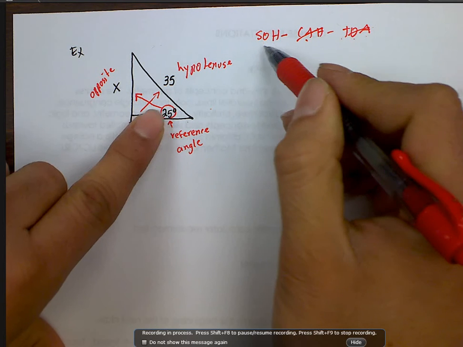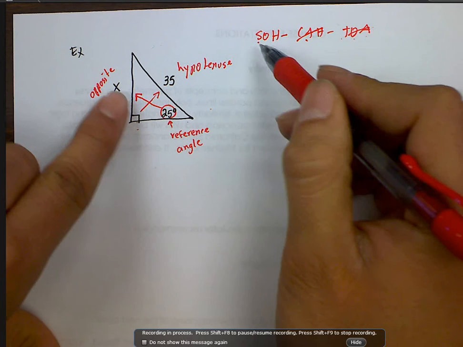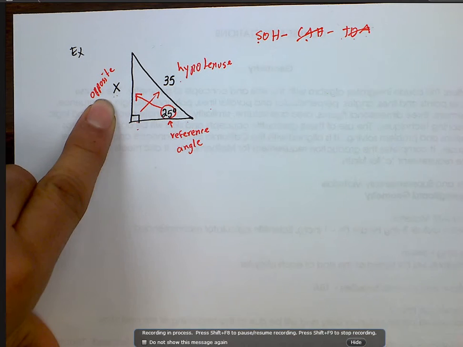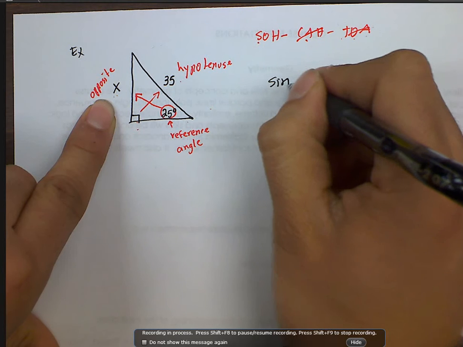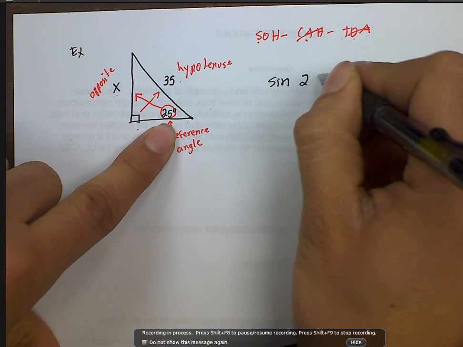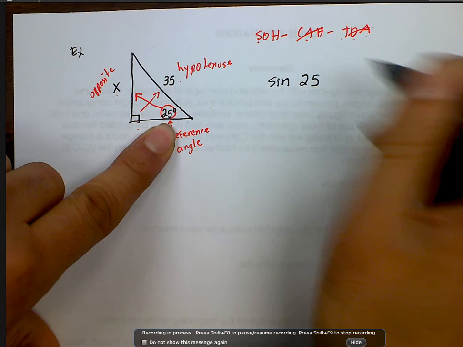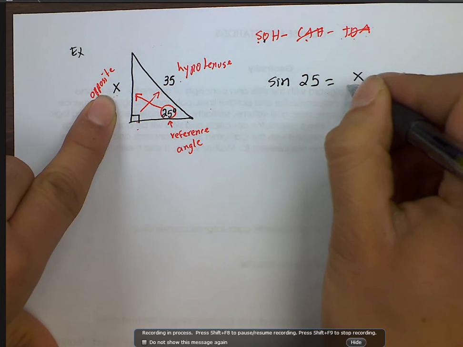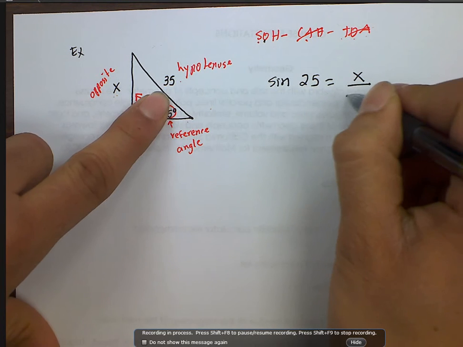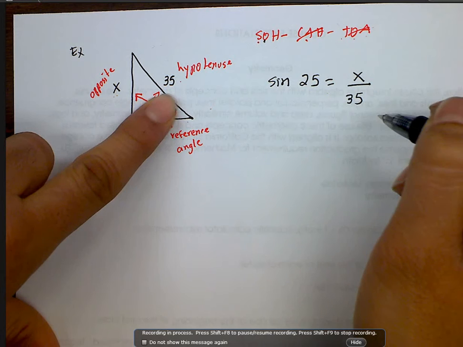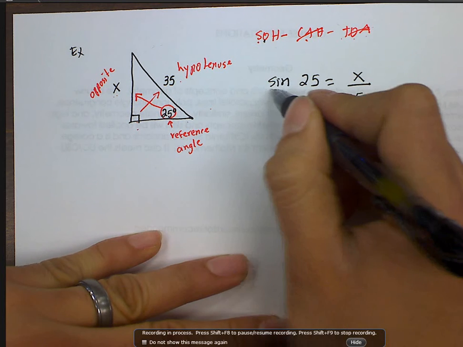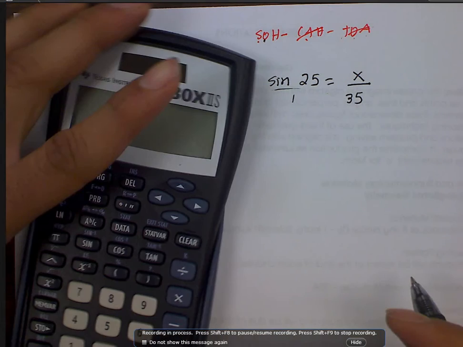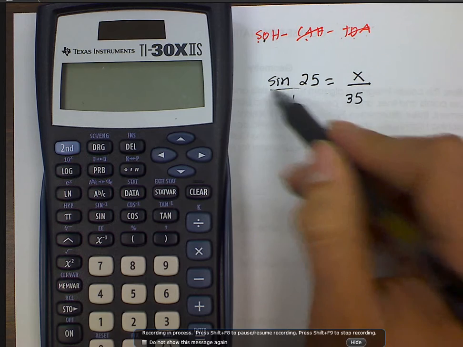Now if you look at this, sine is defined as the opposite over the hypotenuse, and that's exactly what we have. So that means we're going to be using sine of my reference angle, which is 25, and we know sine of 25 is equal to the opposite, which is x, over the hypotenuse, which is 35. Now from here it just becomes a proportion, and this is where you have to use your calculator to figure out what this value is.